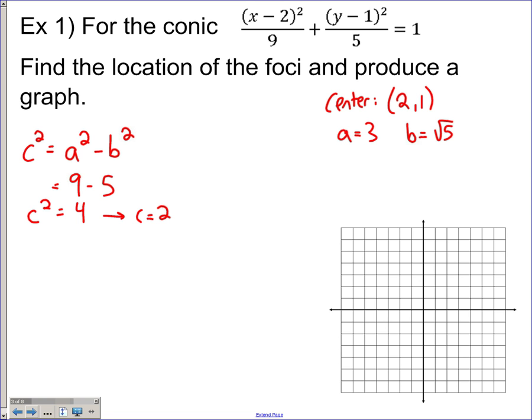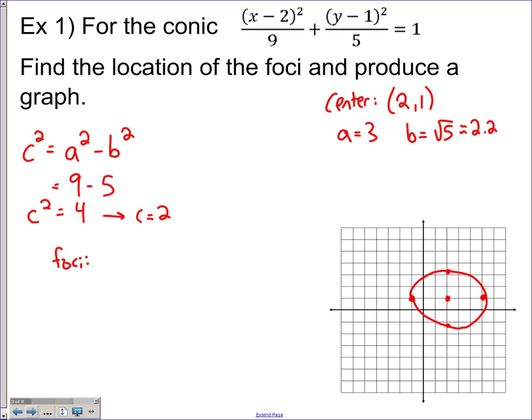All right. Using that information, I know that since a goes with x, it's horizontally oriented. I'm going to graph the center now. It's at 2, 1. I'm going to graph the major axis a distance of 3 in either direction, horizontally. And the square root of 5 is approximately 2.2. So we're going to graph that up 2.2. Do the best you can to kind of estimate it. And down 2.2. So there's our ellipse.